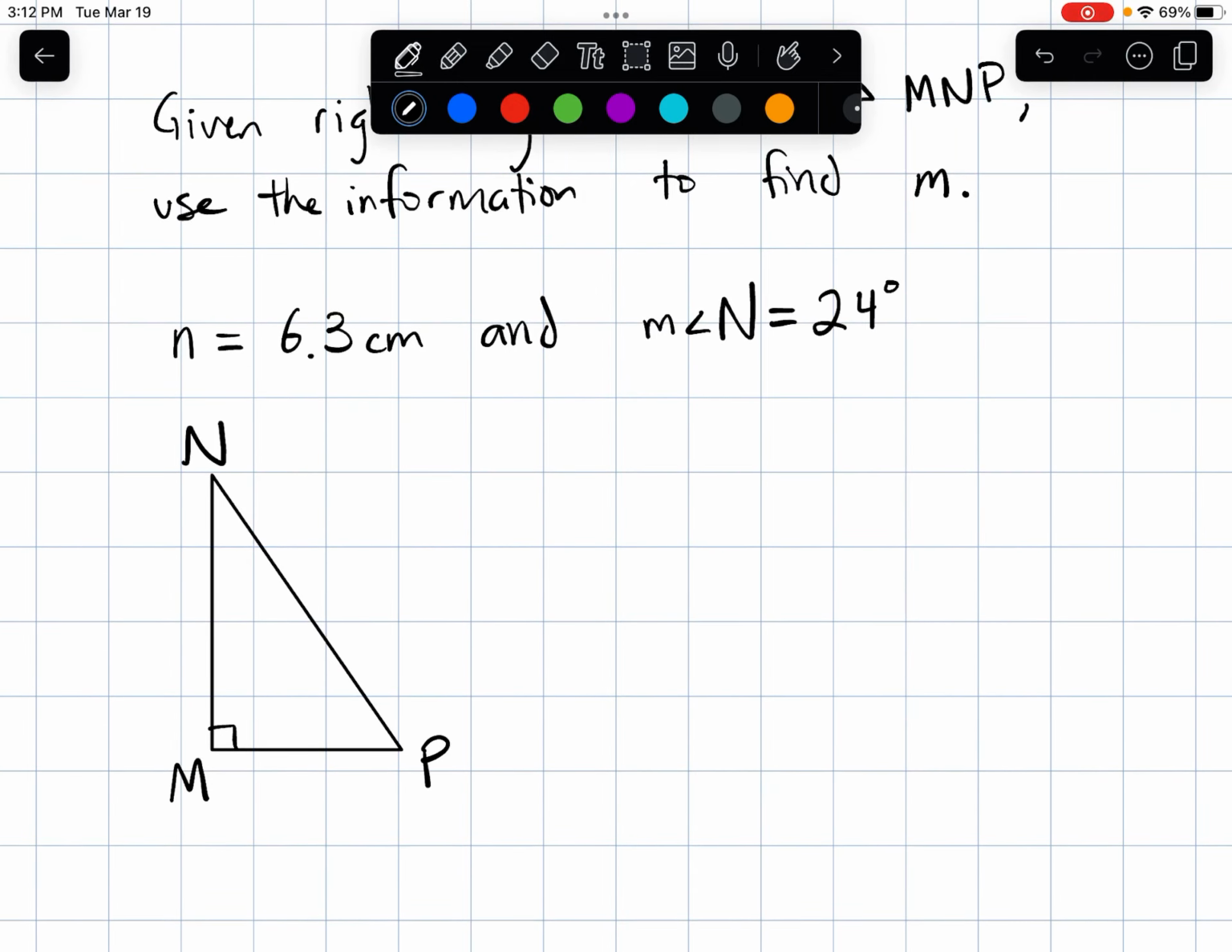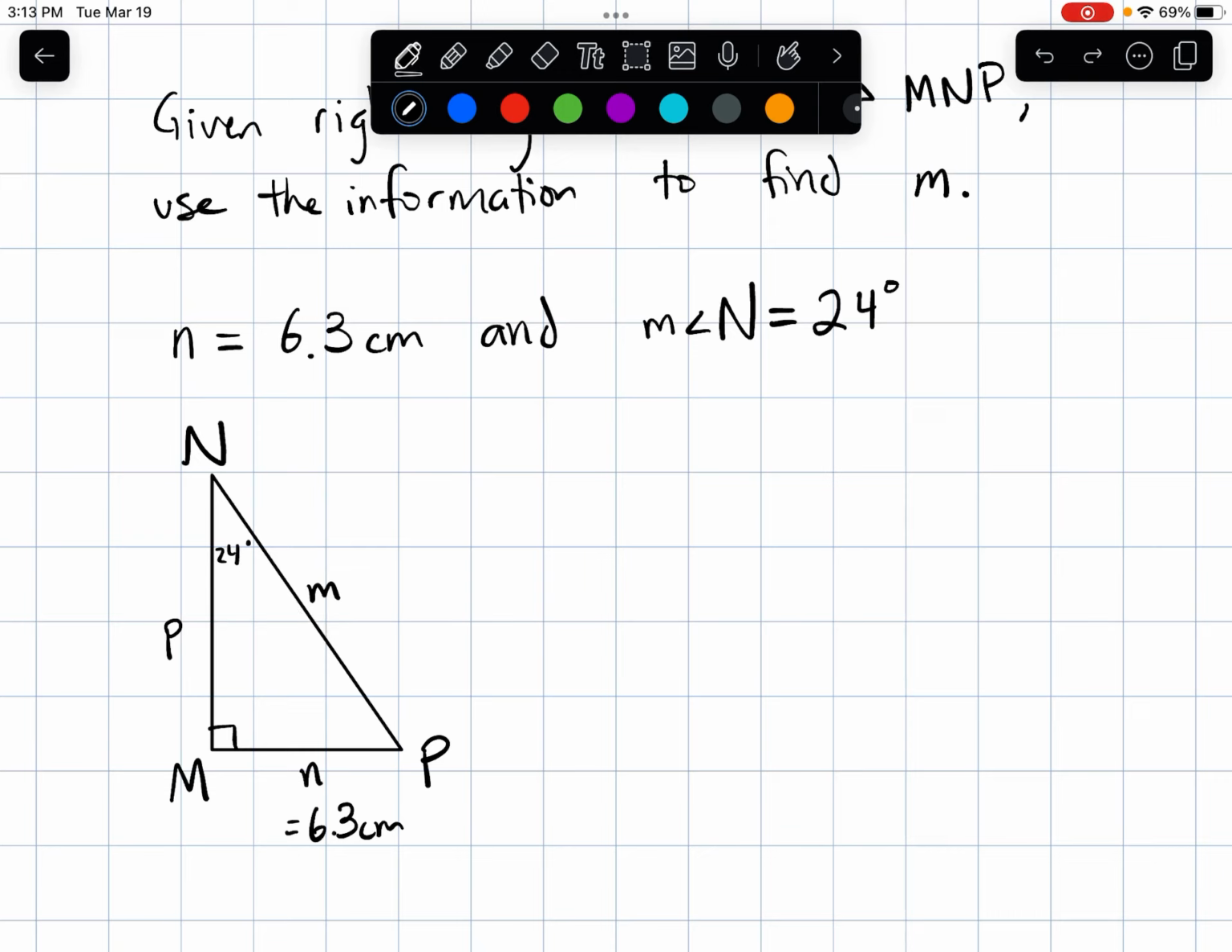So if you haven't realized yet, when we label these triangles, the opposite side is always the lowercase version of the capital angle. So if I go across this triangle, this side here would be lowercase m. If I go across the triangle here, this side would be lowercase p. And if I go across this triangle here, this would be lowercase n. All right, so we've got all the sides labeled, and we know that lowercase n is 6.3 centimeters.